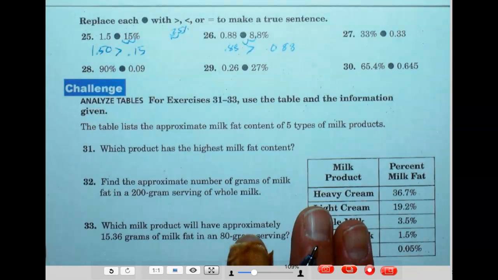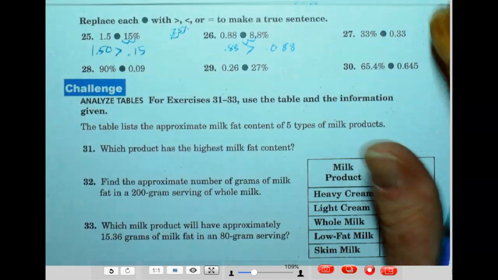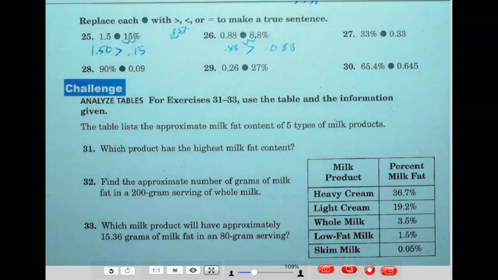All right, this next one here, let me just get my sheet here so you can see these last problems. Kids struggle with this, and I did too the first time I did it. So let me just see if I can work through this and help you figure this out. The table lists the approximate milk fat content of 5 different types of milk products. So here they all are. Which product has the highest milk fat content? Well, this one does, right? This would be heavy cream. I mean, percent of milk fat. This is 37%. So yeah, obviously heavy cream does.